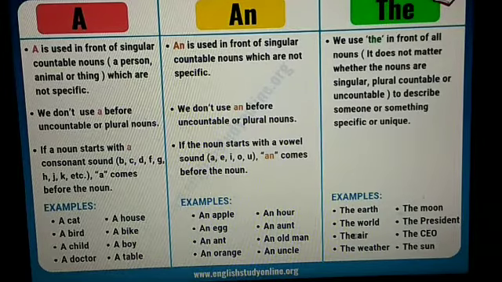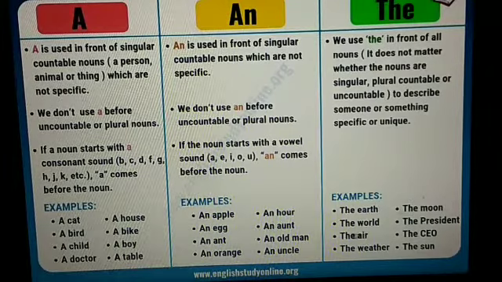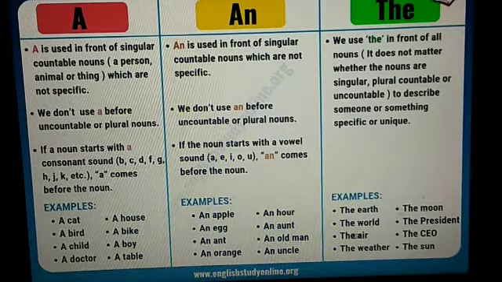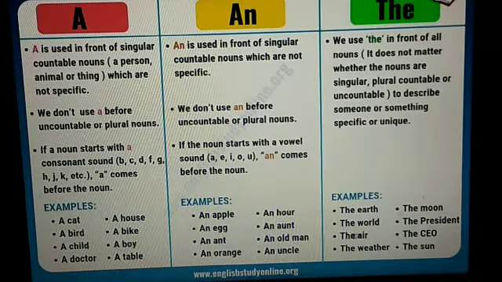Now usage of "an". "An" is used in front of singular countable nouns which are not specific. We don't use "an" before uncountable or plural nouns. Must be very, very clear about this. If the noun starts with a vowel sound, A, E, I, O, U, "an" comes before the noun. Examples: an apple, an egg, an ant, an orange, an hour, an aunt, an old man, an uncle.